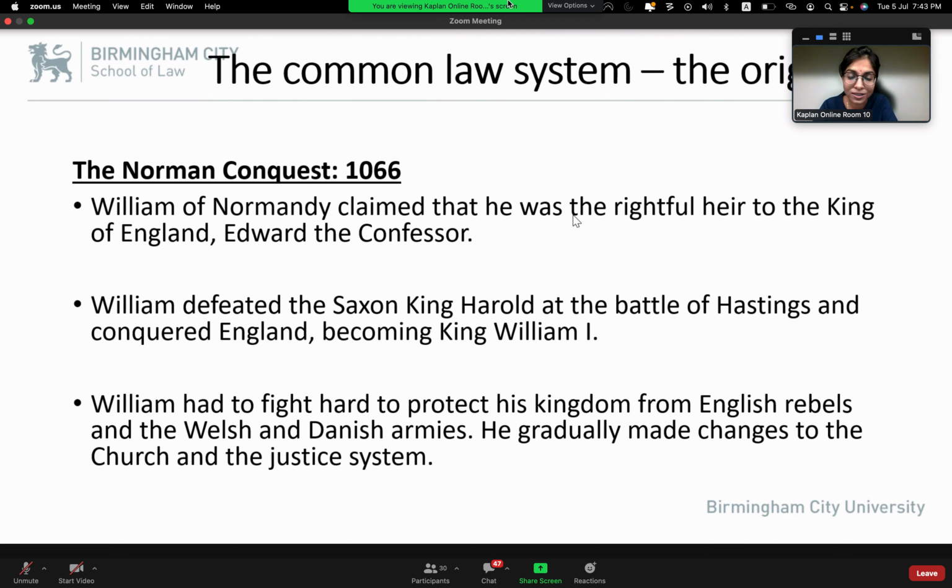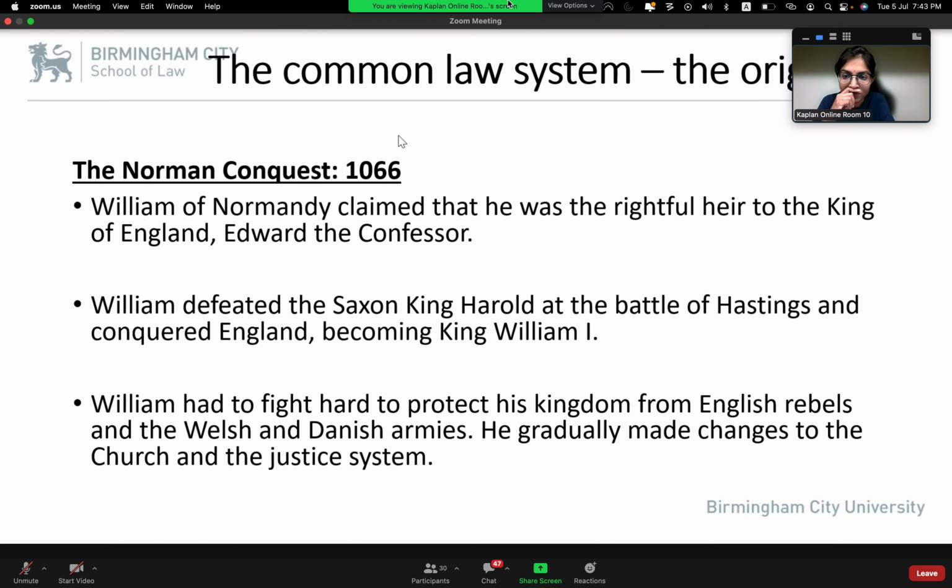So the Anglo-Saxon society was defeated by the Norman conquest, and William of Normandy declared himself King William I. Okay, he gave himself the title, he took the throne, he became the King of England. In those days, that's how you capture land, through war. Okay, so through war, he conquered the entire England basically.